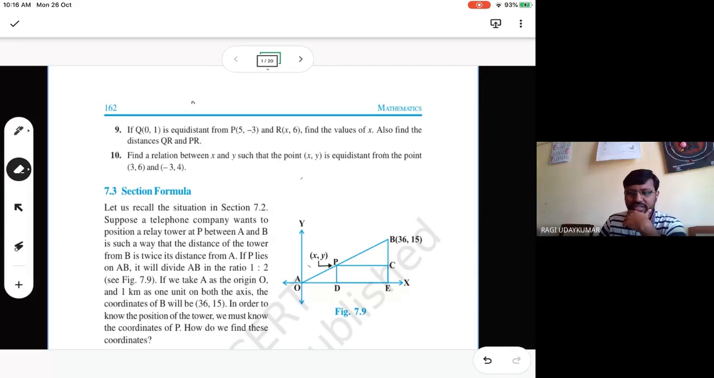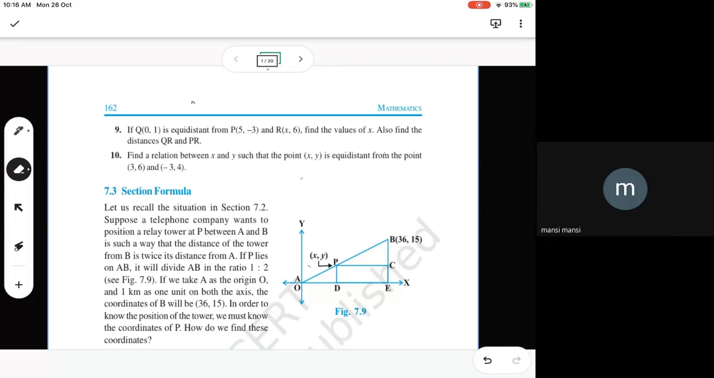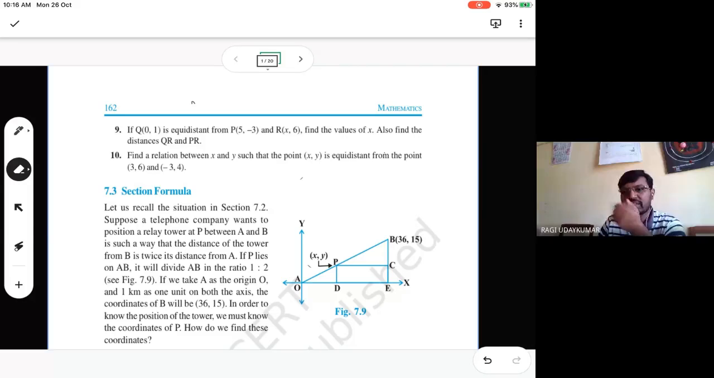So this is Mansi. The distance formula. That's simple. The topic is the distance formula: the distance between the 2 points (x1, y1) and (x2, y2). What is the distance formula? Any one of you?